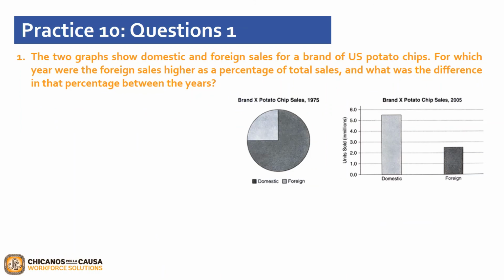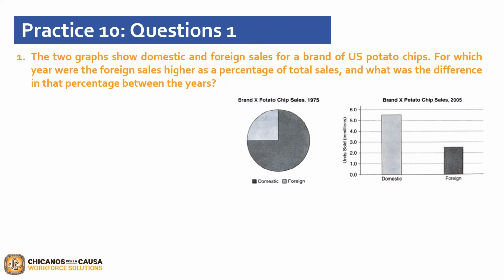All right, everyone, we're finally at our very last question. Thank goodness, because this was a long chapter. So question 1. The two graphs show domestic and foreign sales for a brand of U.S. potato chips. For which year were the foreign sales higher as a percentage of total sales, and what was the difference in that percentage between the years? So you can see that we have a circle graph or a pie chart and, of course, our bar graph. So we're going to look at each of those individually.